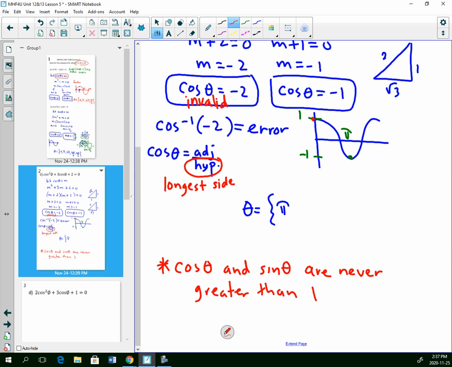Okay, so you need to indicate that so that I know that you know that it's invalid. So my solution set is just pi. So the only valid root is cosine theta equals -1. Cosine theta equals -2 is an invalid root and therefore doesn't have a solution. Okay, so that's one thing that you need to be careful for and watching for when you're solving.